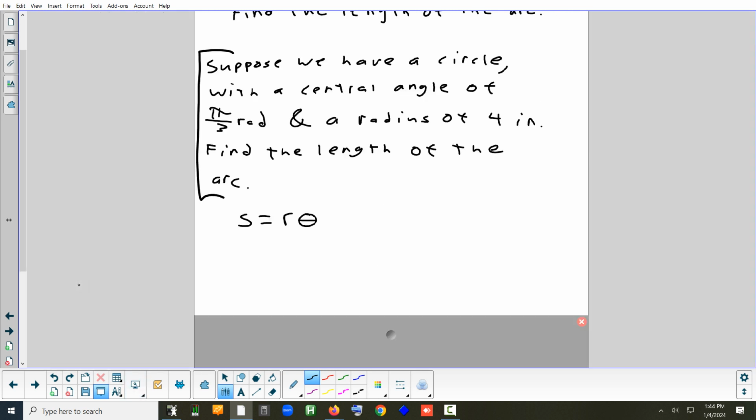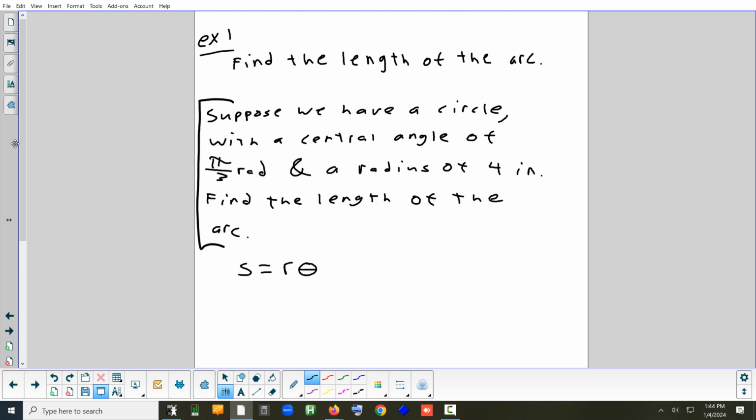If you want to see it as a picture, I could do a picture. There's a circle. You've got an angle of pi over 3. It's not to scale. Okay, so there's your angle, and you have a radius of 4 inches. The goal is to figure out how long is that piece in red. That's the length of the arc.